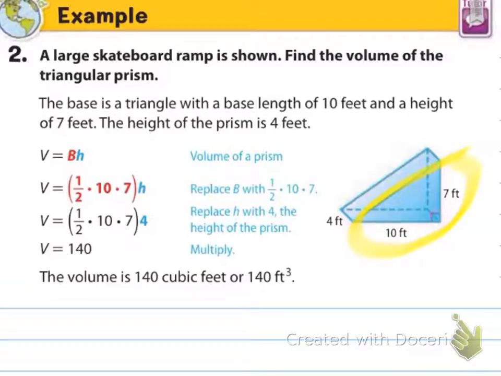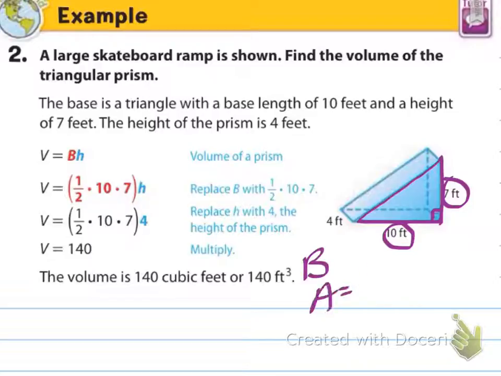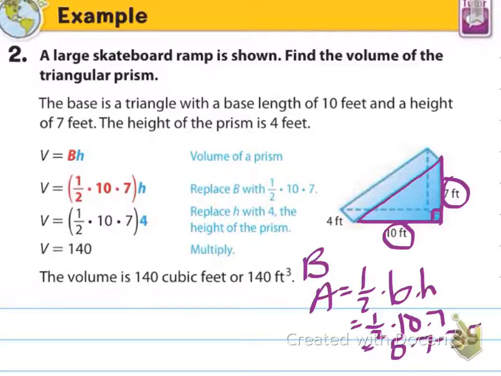Alright, so the large skateboard ramp is shown. Find the volume of the triangular prism. So it tells us that the base is a triangle. Well, we know that the base is the triangle. Okay, this gives us that 90-degree angle, so we know that we're going to be using these two dimensions for our triangle. So for big B, I'm going to be using area is 1/2 times base times height. So 1/2 of 10 times 7. 1/2 of 10 is 5, times 7 is 35 feet squared.